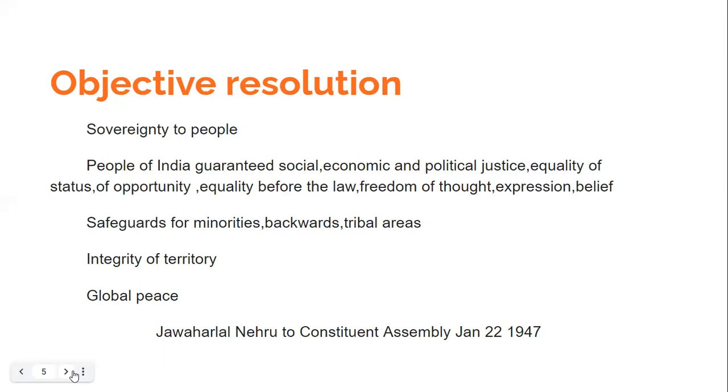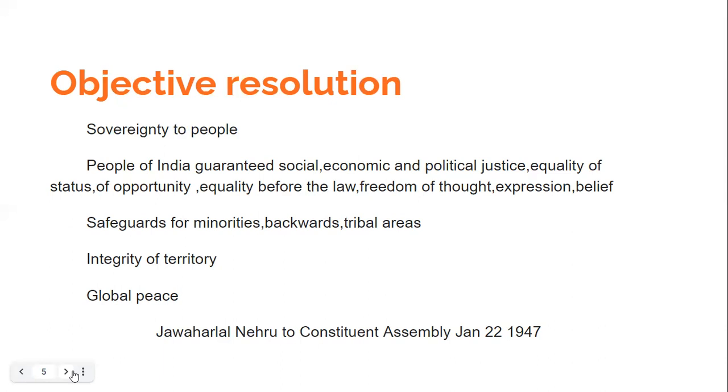Then there was to be a safeguard for minorities, and you need to understand that there was a lot of strife in the country. There was a worry about the security of minorities like Muslims and Christians, and there was also the concern, especially from the backward classes and the tribals, about what would be their place in Indian society because they were exploited, and what would be the future for them. So the safeguards for minorities, backward classes and tribal areas were to be assured in the Indian Constitution. That is how the Indian Constitution had to be framed. That is what Nehru said to the Constituent Assembly.